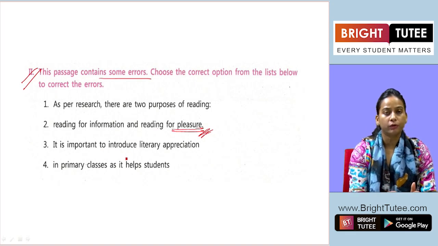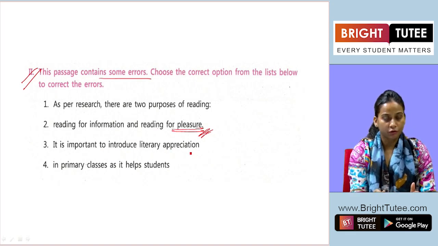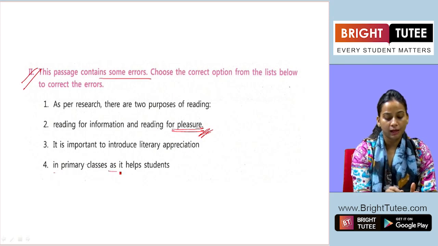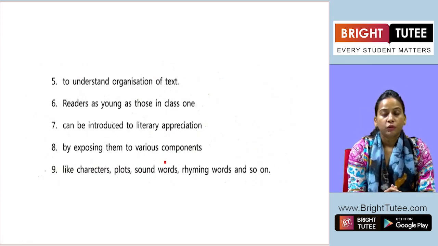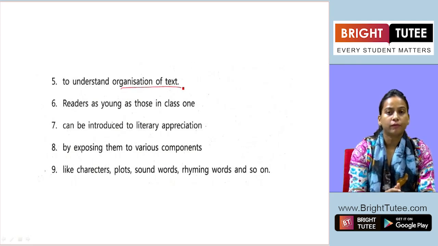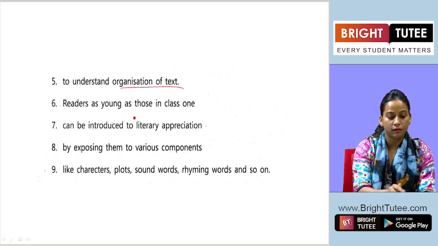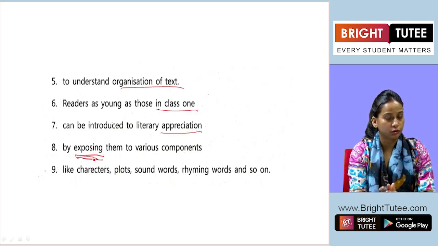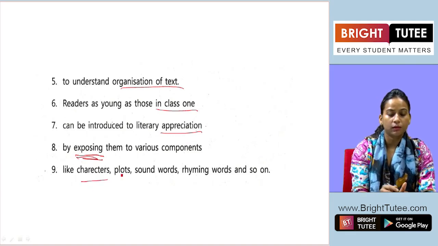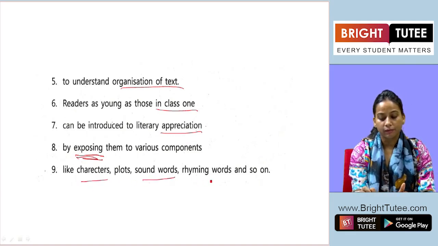It is important to introduce literary appreciation in primary classes as it helps students to understand organization of text. Readers as young as those in class 1 can be introduced to literary appreciation by exposing them to various components. And here we have to find out the opposite meaning of that from the given options. So keep your focus here also. Like characters, plots, sound words, rhyming words and so on.